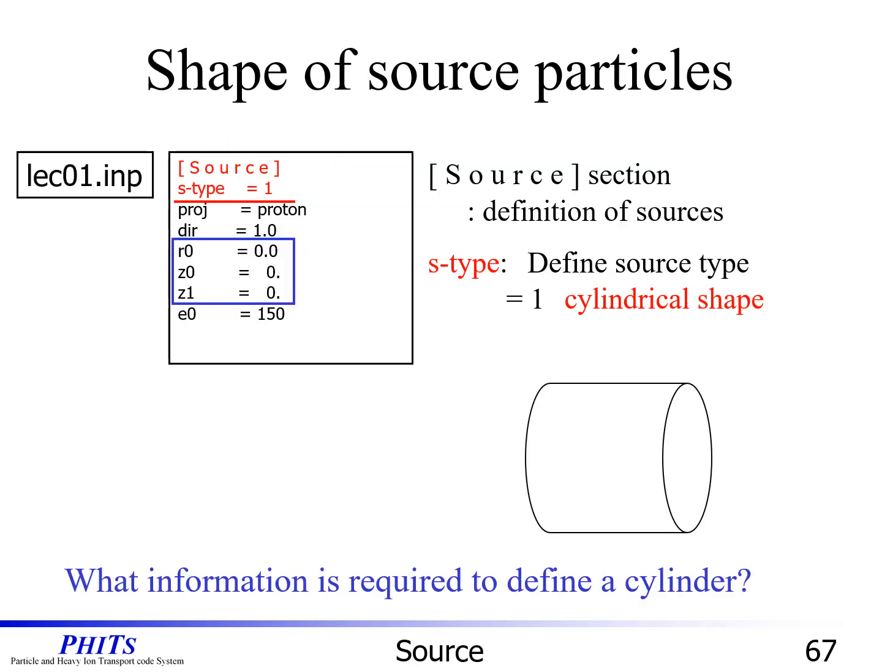Let's see the source section of lec01.inp. The source section is used to define the source particle of the simulation. The first parameter is s-type. When setting s-type equals 1, a cylindrical shape is set as a region for generating source particles. What information is required to define a cylinder? Parameters in the blue line box are used to define a cylinder shape.